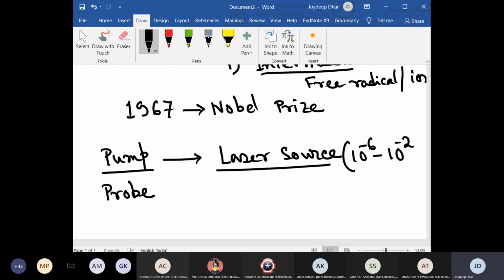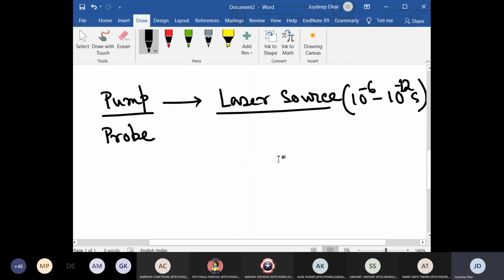Pico is 10 to the power of -12. So when you shine high energy radiation, the molecule may generate some free radical, ion, or some intermediate species. Then immediately we will switch off the pump, and let's say your molecule M goes to the M star state. M star is the reactive state. This reactive state that you have formed, you can monitor by the probe pulse, which will be another pulse.